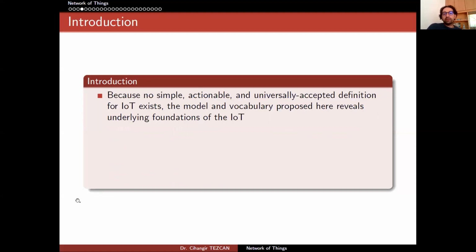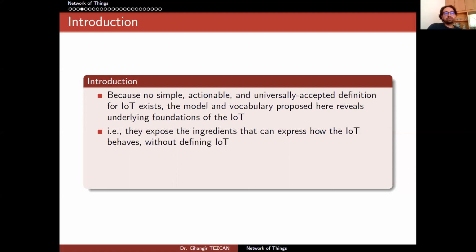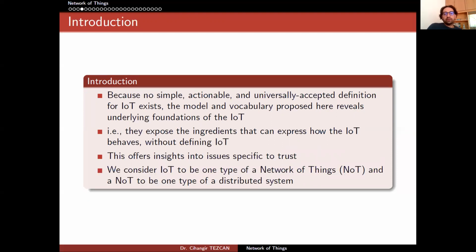Because no simple, actionable, and universally accepted definition for IoT exists, the model and vocabulary proposed here reveal underlying foundations of the IoT. For example, they expose the ingredients that can express how the IoT behaves without defining IoT. That is the main approach of this document. This offers insights into issues specific to trust. We consider IoT to be one type of network of things. From this point on, we will refer to that as NoT, and the NoT to be one type of a distributed system. That is the main approach of this NIST document.